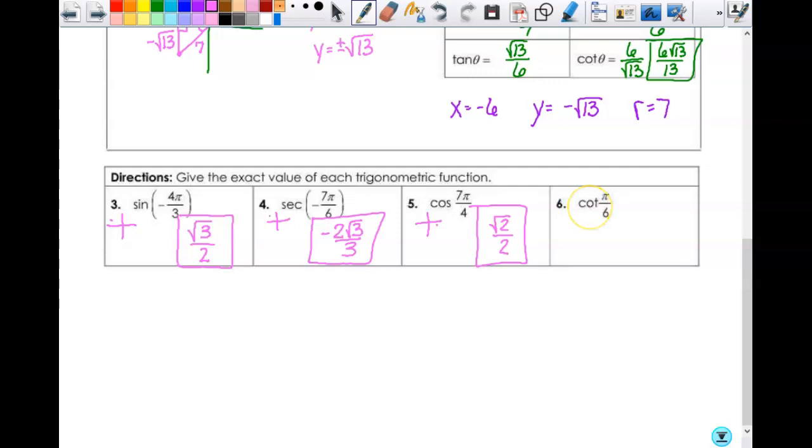Cotangent is a reciprocal of tangent. So tangent of a pi 6 has 2 3's in it. It's the square root of 3 over 3. And then the reciprocal of that is the square root of 3. That's in quadrant 1. That's my answer.